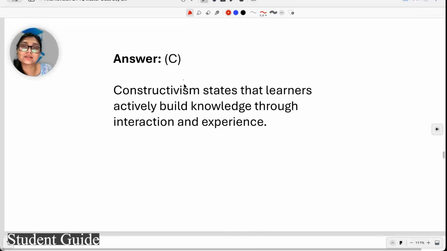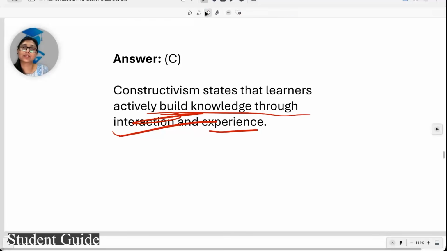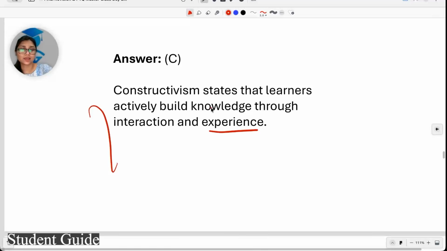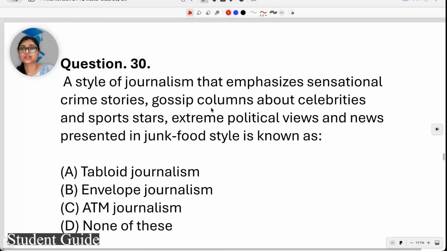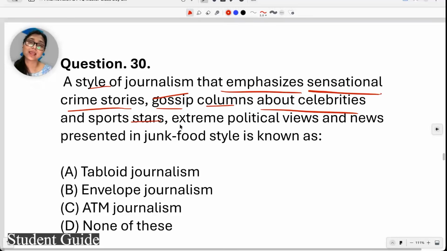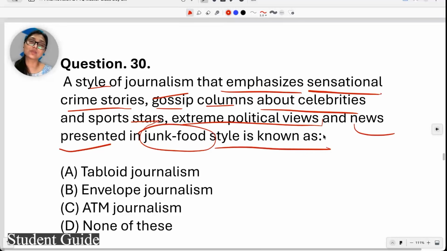It is saying constructivism states that learners actively build knowledge through interaction and experiences. So this is very basic. Now, quickly moving to the last question of today's session, a very important question by the way. A style of journalism that emphasizes sensational crime stories, gossip columns about celebrities and sports stars, extreme political views, and news presented in junk food style is known as.